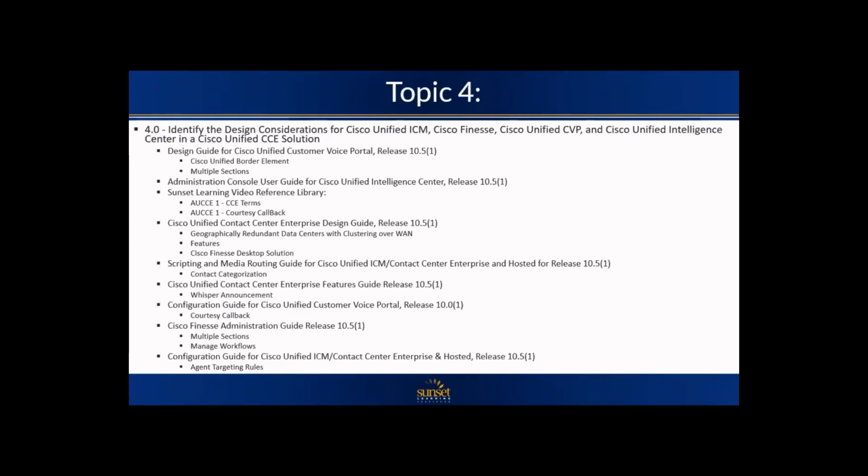Also in the design guide, the UCCE Solutions Reference Network Design Guide, the SRND. Again, like we talked previously, geographically redundant data centers with clustering over the WAN. That's a mouthful there. But then also the features section, talking about different features, including whisper announcement, agent greeting, and some of those types of features.